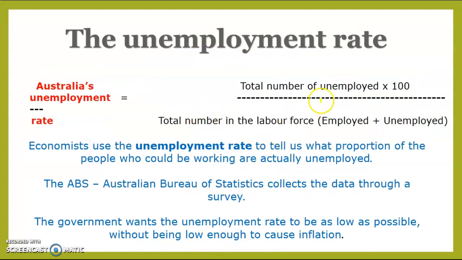The unemployment rate calculates the number of unemployed as a percentage of everyone in the labour force. So all the people that are looking for work or have a job, what percentage are unemployed? All the people that want to be in the labour force, what percentage can't find work? So it tells us what proportion of everyone looking for work can't find work.